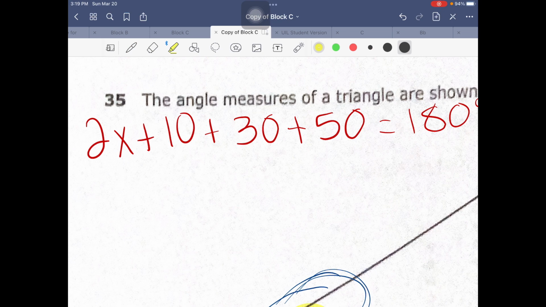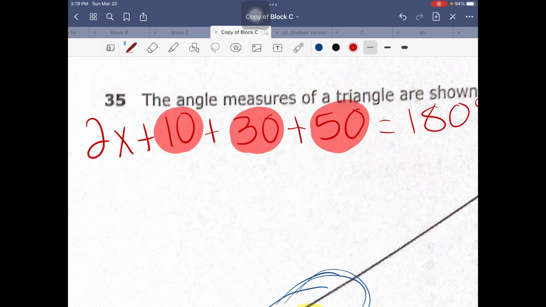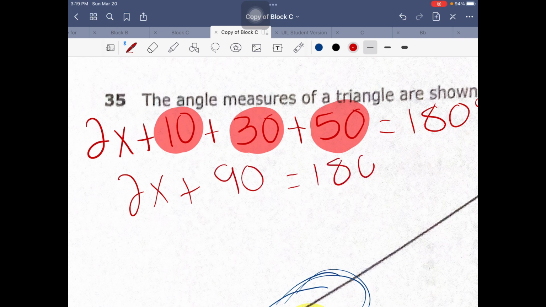Now, what's the first thing that we can do? Can we do anything on the left side to make it shorter, simplify it to continue with the next step? Yeah, well, we can add the 10, the 30, and the 50 because they're whole numbers. That means we can combine them. So what's 10 plus 30 plus 50? So 2x plus 10 plus 30 is 40. 40 plus 50 is 90. Is equal to 180.